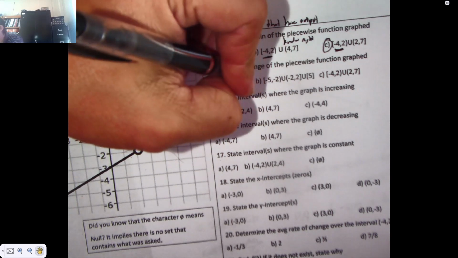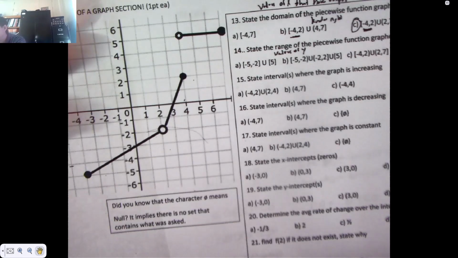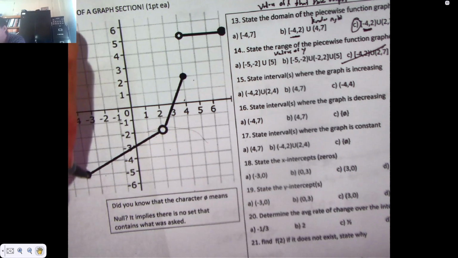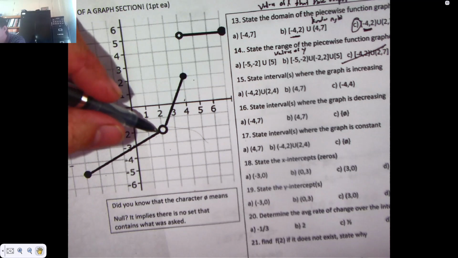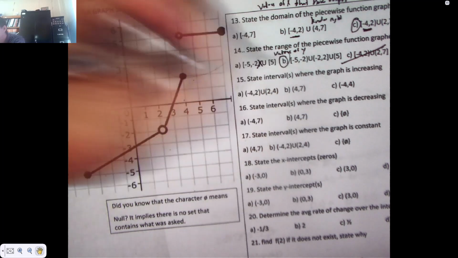State range. Range is the values of y. This thing starts at -5. Notice that it starts at -5. That's the low y value. So if you chose C, I don't know what kind of drugs you're on, but get off of them. And we have output from -5 to -2. There is no output at -2. So that bracket throws that one away. It's that one.